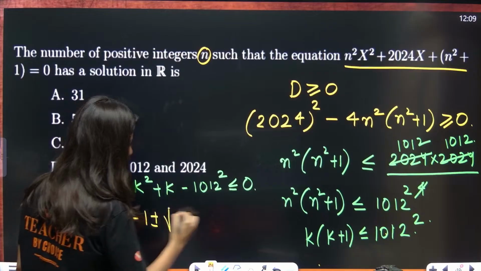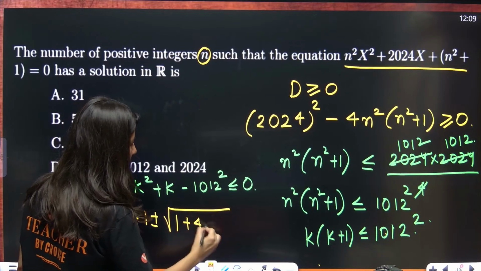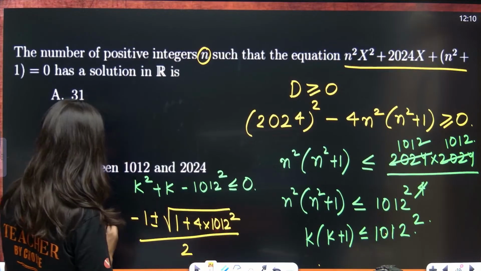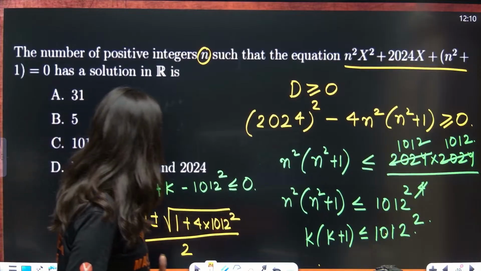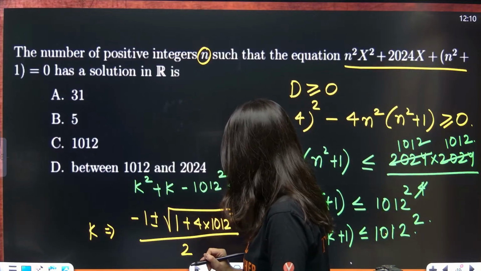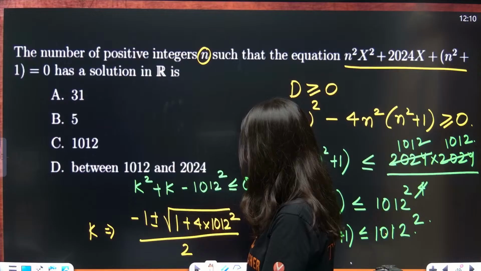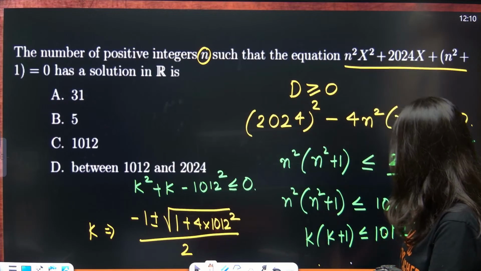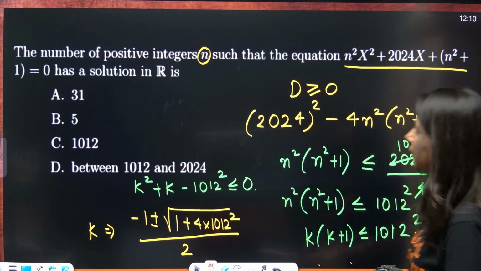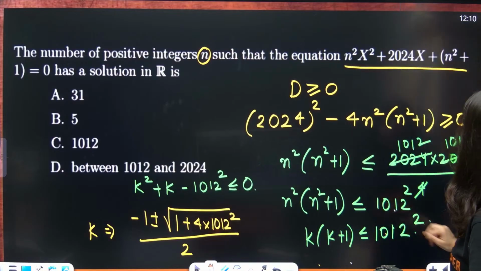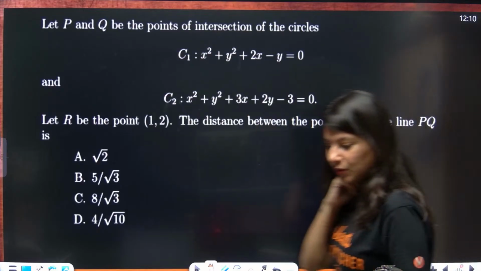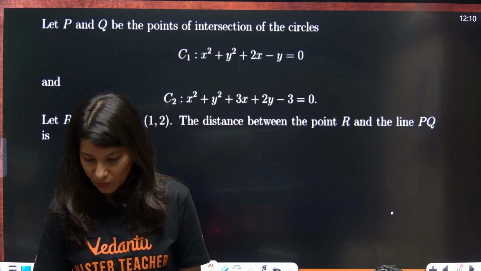Minus 1 plus minus square root of b square plus 4 into a into c, 1012 whole square, upon 2. Okay, k is equal to... I think there will be some calculation involved. Okay, let me do this calculation. This is k will be minus 1 by 2 plus minus square root of, okay. I think we'll come back to this question a little later. I am not able to do the calculation right now.